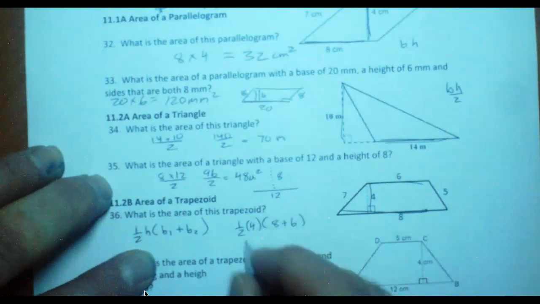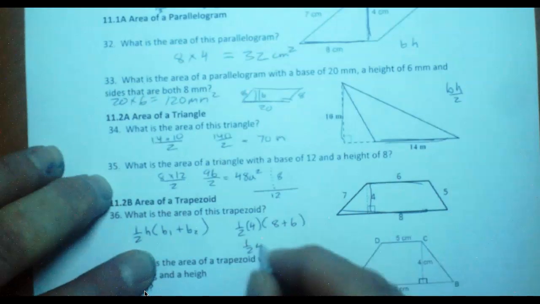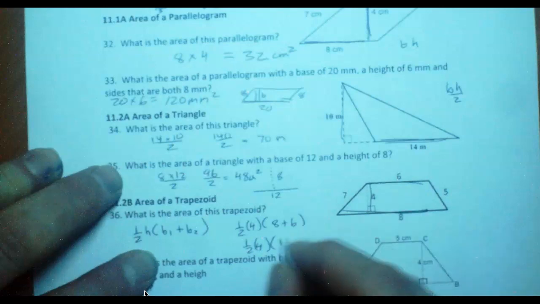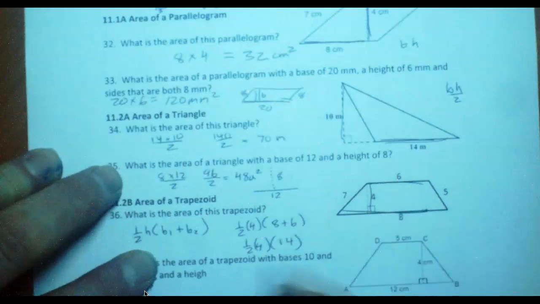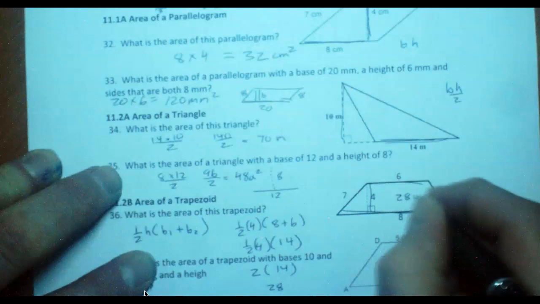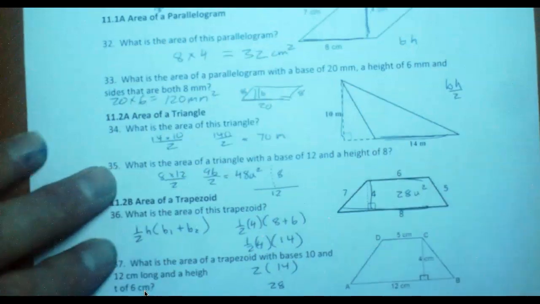So 1/2 of 4 times, well, 8 plus 6, go inside the parentheses, is going to be 14. Then we have to do 1/2 of 4. We'll multiply these together. 1/2 times 4 is 2. You could put that into the calculator as 0.5 times 4 if you wanted to. Times 14. Well, 2 times 14 is 28. So this guy is 28 units squared. Again, there's no label, so it's just units squared.